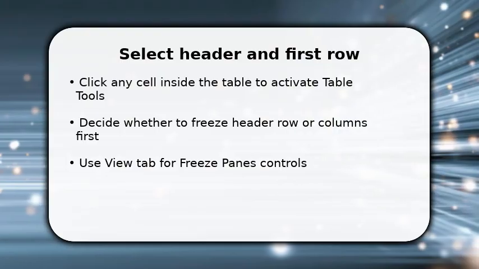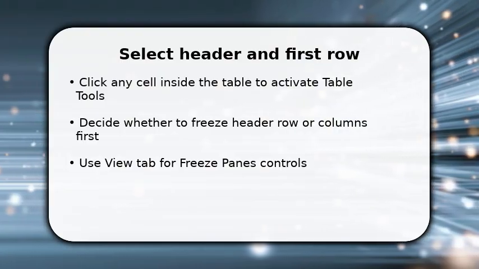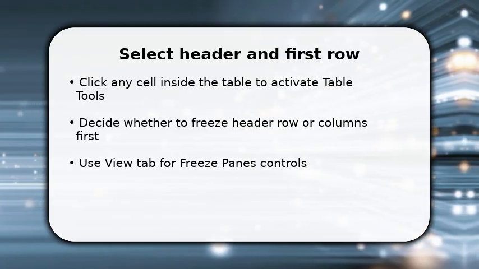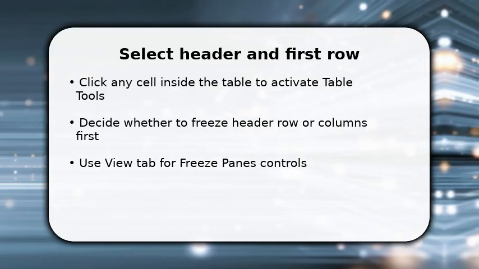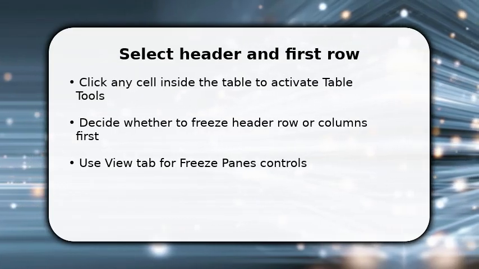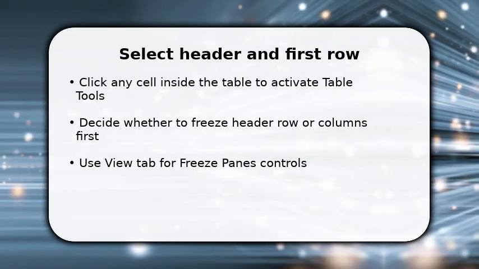You start by placing your cursor where you need the freeze to begin. Click a cell at the top left of the area to remain adjustable. Once done, identify whether you need the header row only or multiple rows and columns frozen together, because that choice changes the command you use.